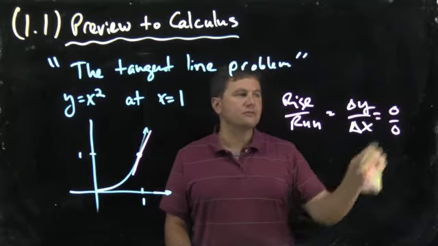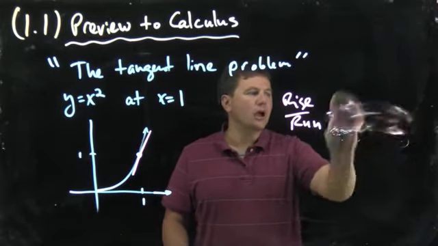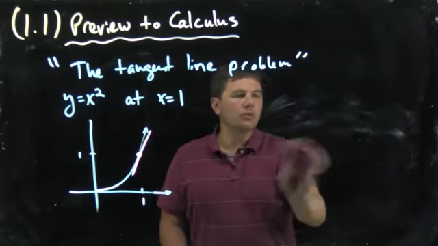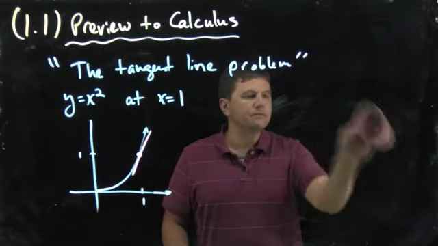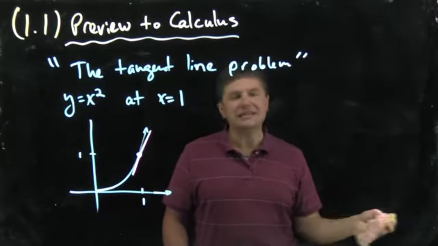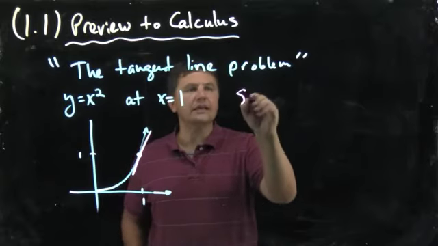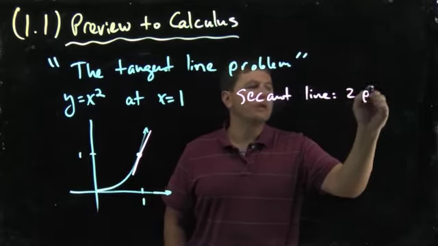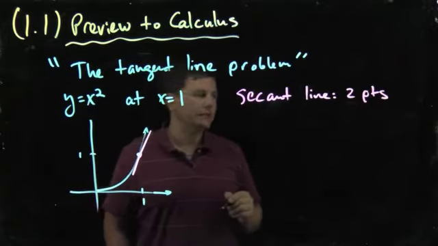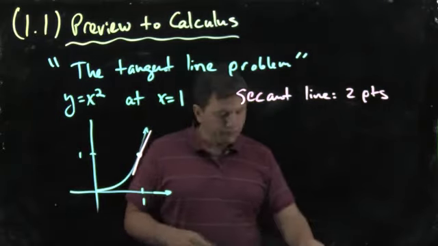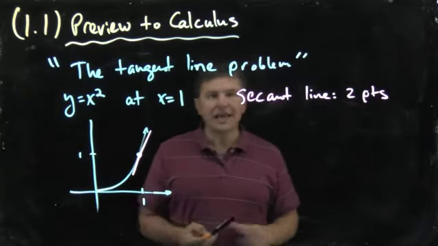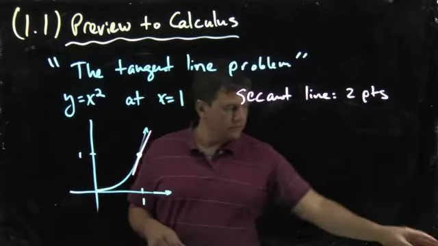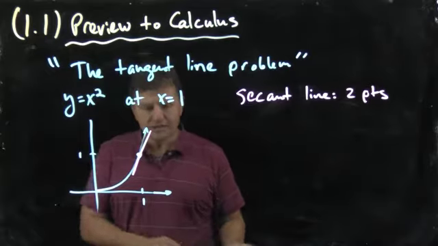Before we get to the calculus, what we're going to do is look at approximating this slope. So before we actually understand the calculus, we're going to approximate this slope. So what I want to do is look at what is called the secant line. The secant line is 2 points. And we're going to find the slope of the secant line. All right? So, for instance, let's say we zoom in on this. Let me erase this.